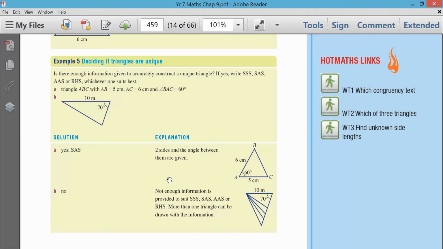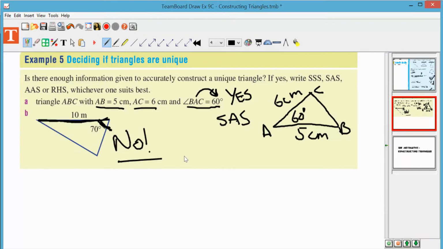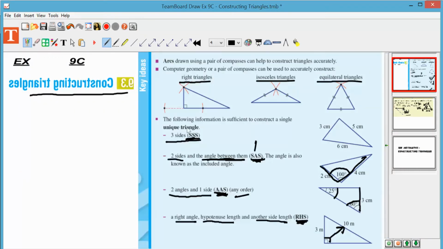Let's quickly check whether we get them right. There's our answer for the first one. Yes, SAS, and no, not enough information. Okay. All right. So that is how you look at that, and that's how you can use that type of information. And I suggest that needs to be written up in your books so you've got it readily available for you.